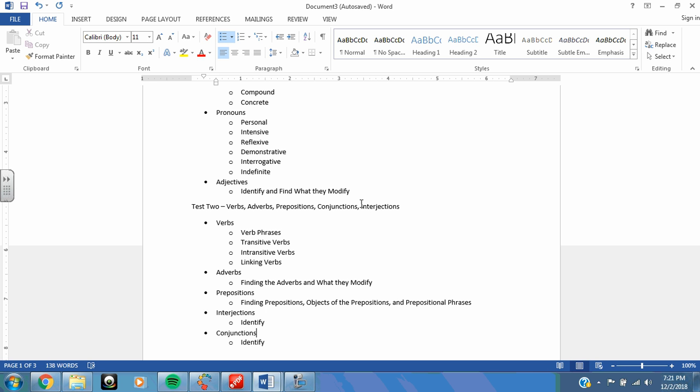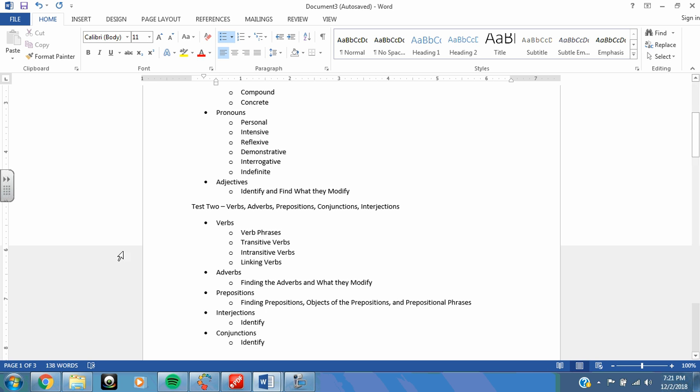And then of course with interjections and conjunctions, just being able to identify those. Especially on those sections of your test where I give you an italicized word and then I say, tell me what its part of speech is, really in those sections is the only place where you're going to run into interjections and conjunctions, but you should be able to identify them in a sentence.